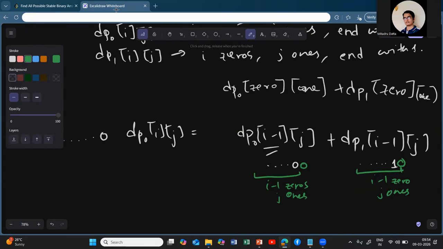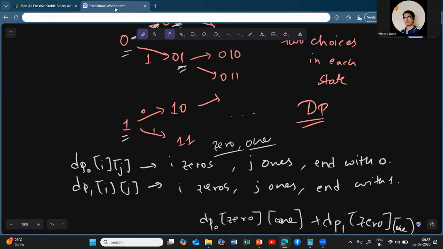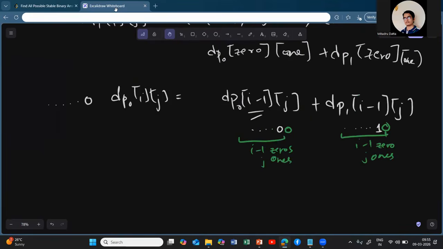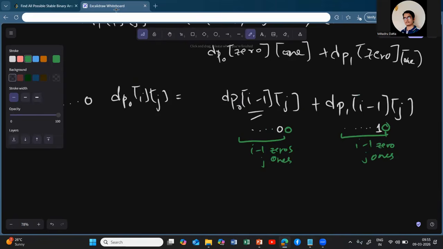Okay, so that's what. But see, this may violate some criteria, right? What was our criteria? There should not be a subarray of size limit plus 1 that has all zeros or all ones. So how will you deal with that exactly? If there are limit number of zeros over here, and you are trying to add another 0, it will make limit plus 1 consecutive zeros.